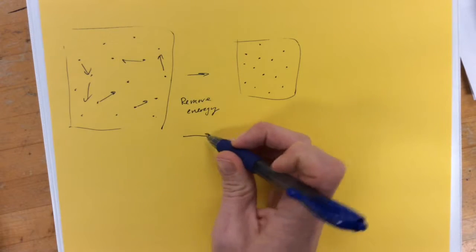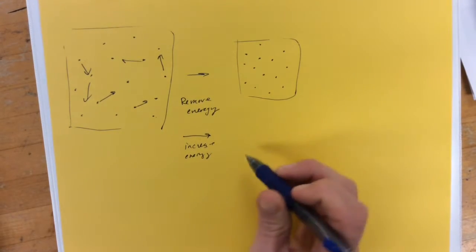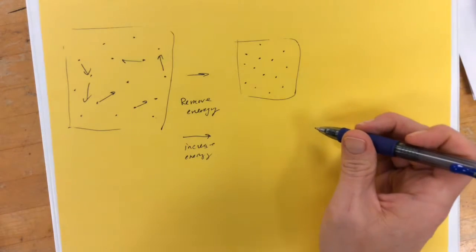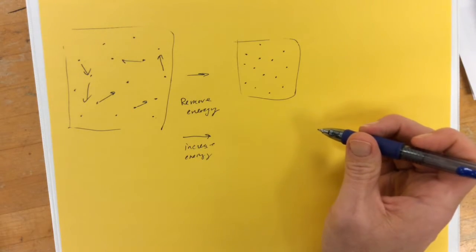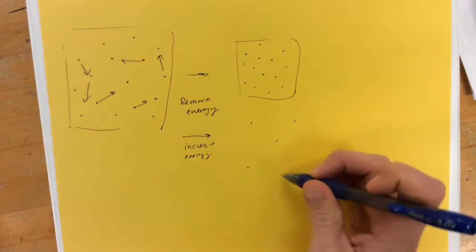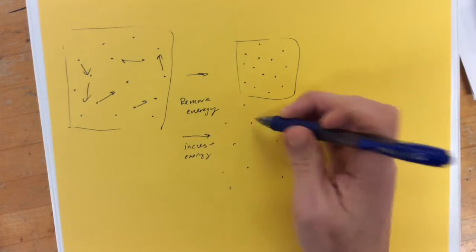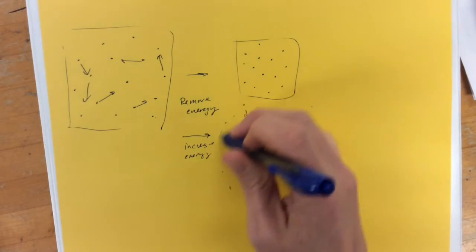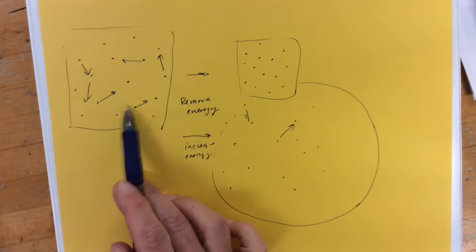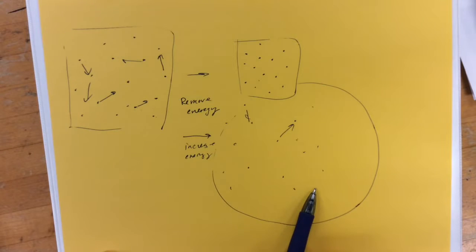Same thing if it reverses. If we add energy to it, these particles are going to start moving faster, and they're going to run into each other more, and they're going to expand, going faster and faster and faster. Then there's going to be more space in between them, and so the volume increases. So whenever you remove energy, the volume decreases. Whenever you increase the energy, the volume increases.